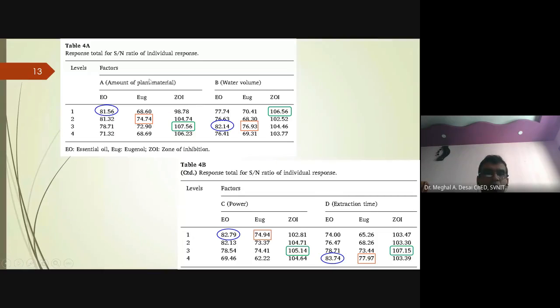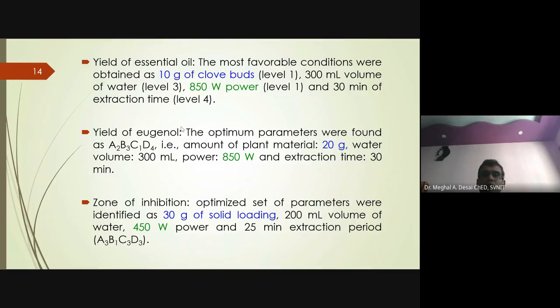If you simply look at factor A only, then essential oil is level 1, eugenol level 2, zone of inhibition level 3. All are having different outcomes. That means if I want more yield of essential oil, 10 gram flows. If it is eugenol, 20 gram. If it is zone of inhibition, 30 gram. So now what to do? Each one is giving you something different.